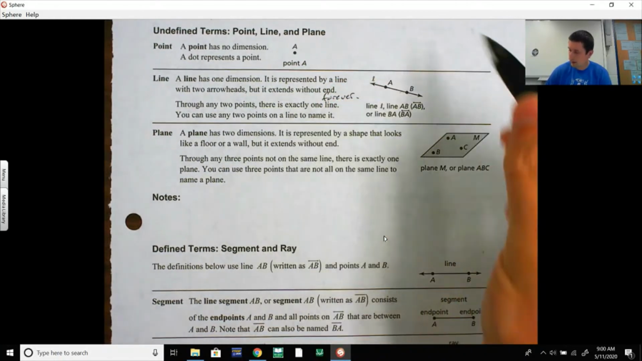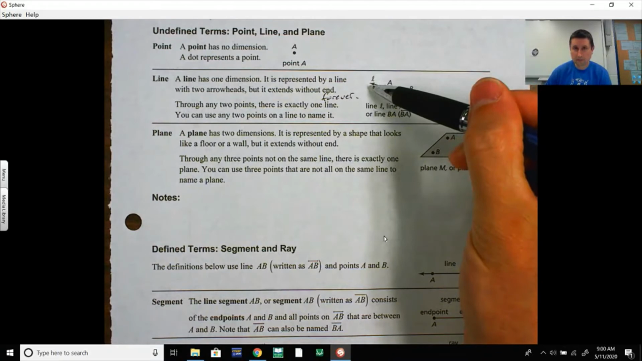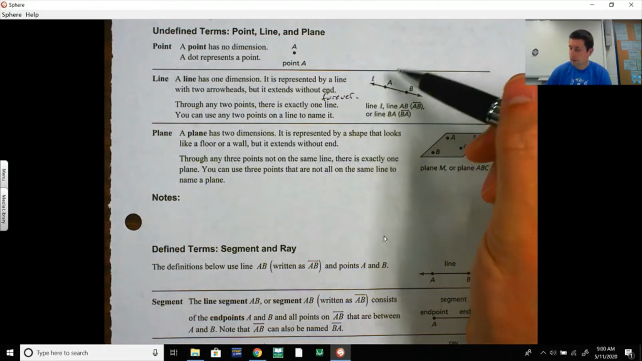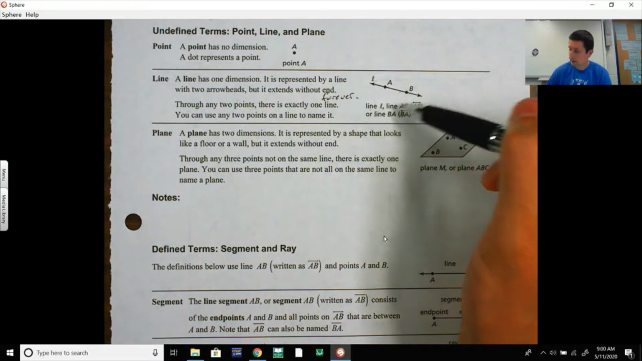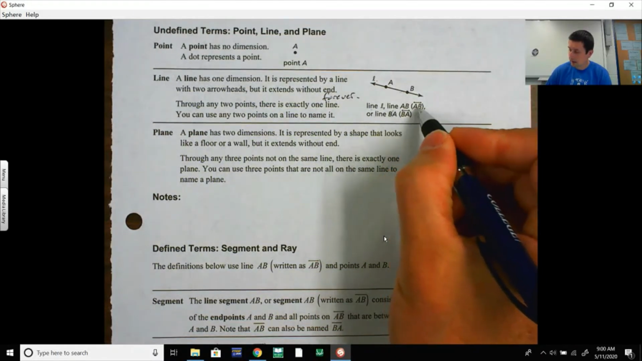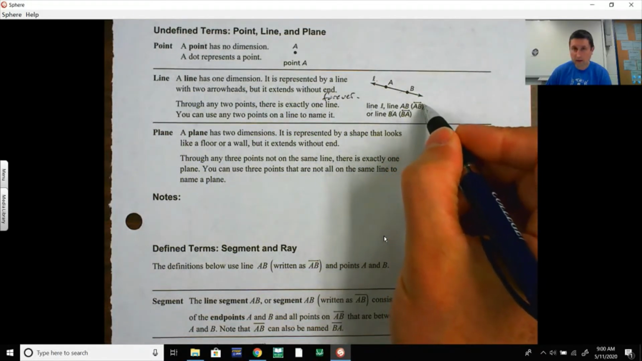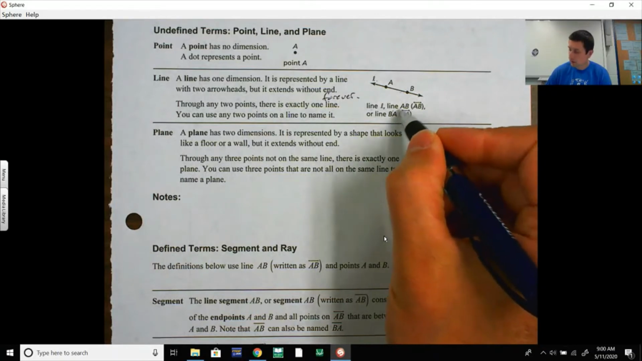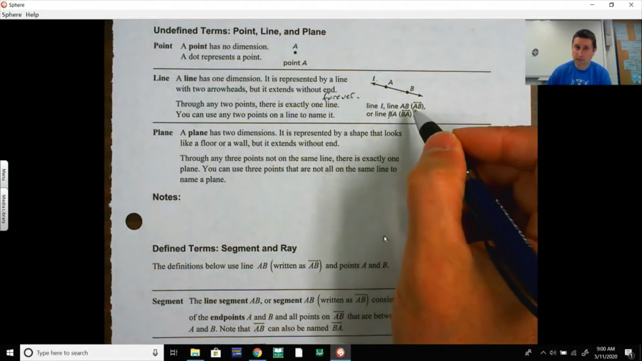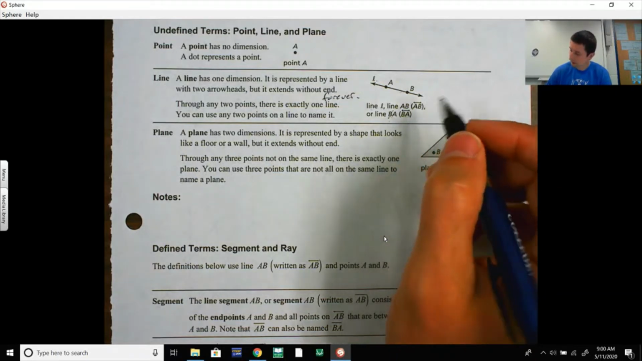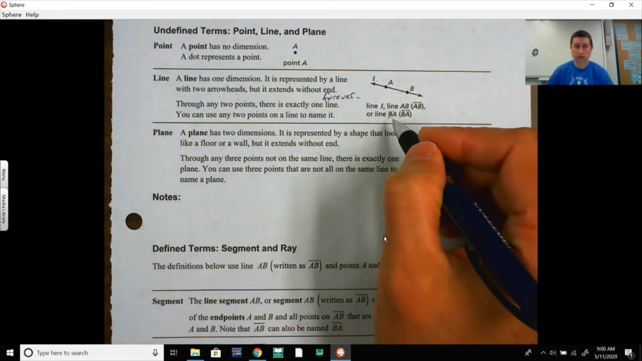Now notice this little cursive L up here. This can be other letters, but they can be used to name a line. So they can call this line L, or it can be line AB. You see the AB with the line with the two arrows on top of it. Or BA. So AB and BA are the same thing when it comes to lines. They're not the same thing when it comes to rays. But that's okay to switch those letters for lines and segments.